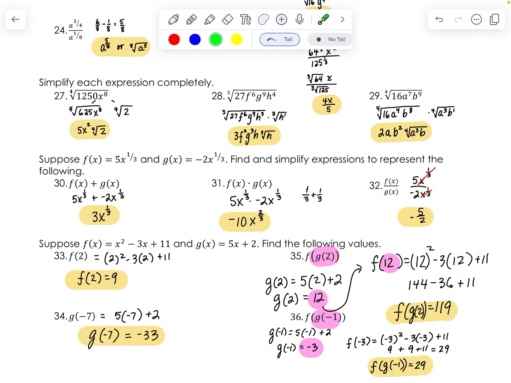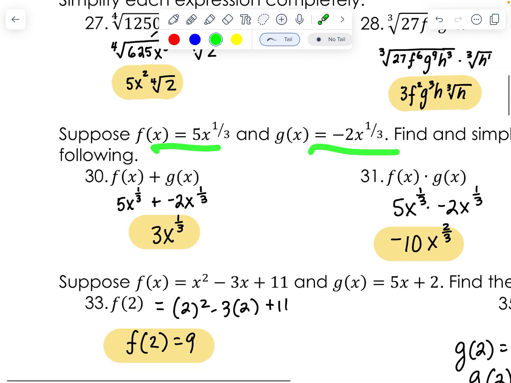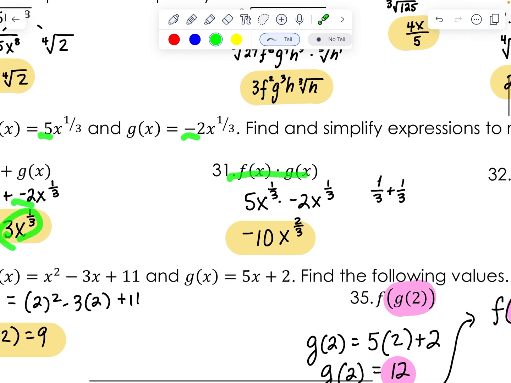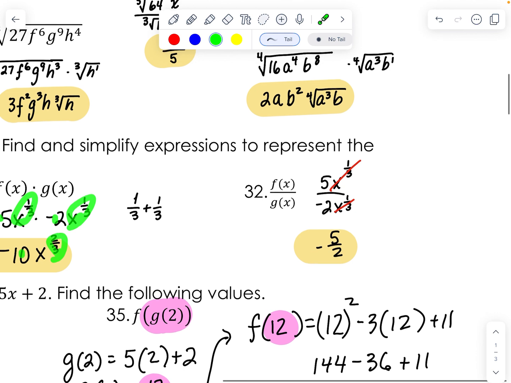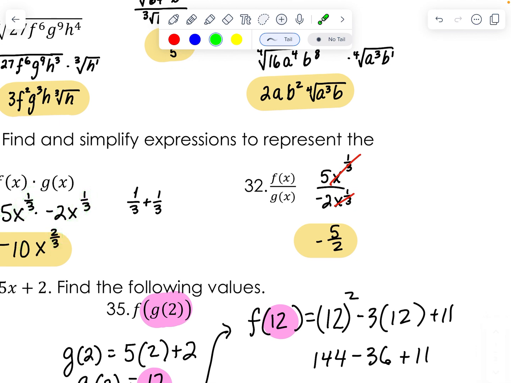On 30, we just have some functions that are defined right here as f and g, and then you just do f plus g, which is combining like terms, so you just add or subtract the coefficients here. So 5 plus negative 2 is 3. We multiply the 2 together, so you multiply the numbers, add your exponents, so that's where 2/3 came from. And now we're dividing, but when you divide, you have common factors on top and bottom of x to the 1/3, so it's just negative 5/2.